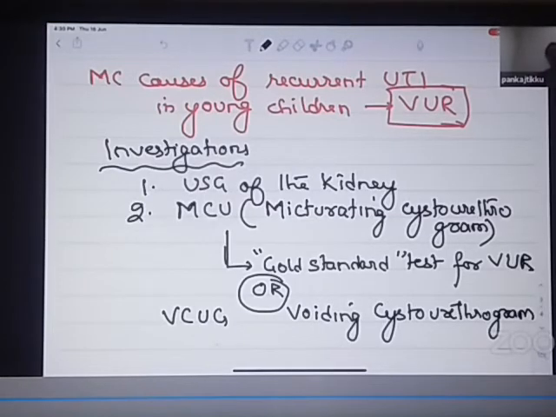So which is the first investigation you do when a child is having a urinary tract infection? See, an ultrasound of the kidney, just to see whether the kidneys have got damaged from outside or not. They have started to enlarge in size or not. In pyelonephritis, they will start to increase in size. Second test, do a micturating Cysto-Ureterogram, also known as a voiding Cysto-Ureterogram.